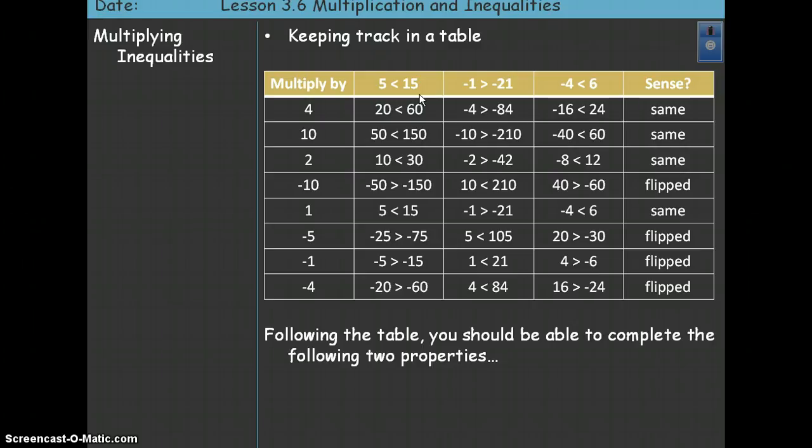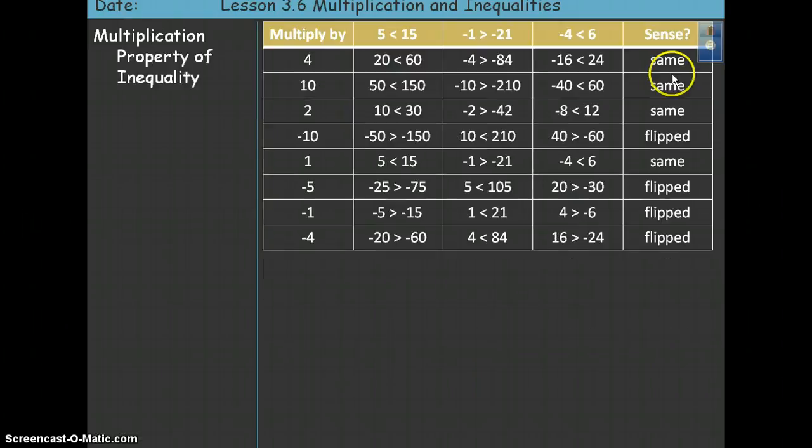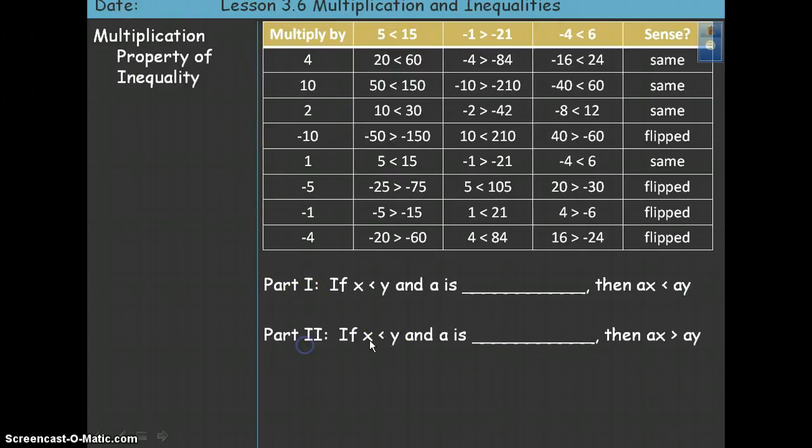In this case, you should be able to come up with some ideas for when the sense has been changed. They do have something in common, and we should be able to fill in the multiplication property of inequality. It has two parts, part 1 and part 2. If x is less than y and a is blank, then a times x is less than a times y.